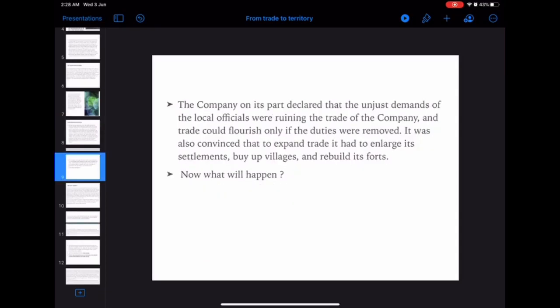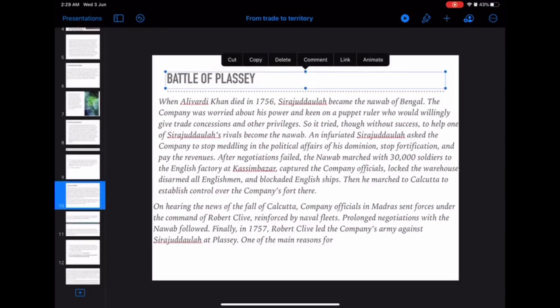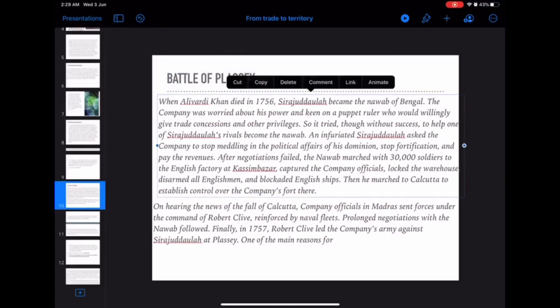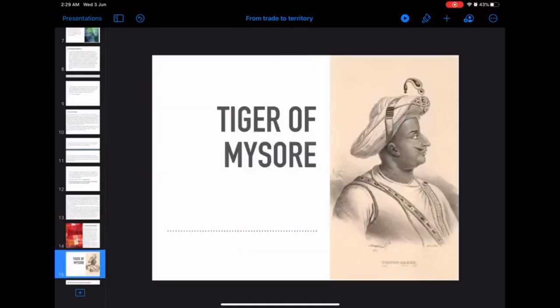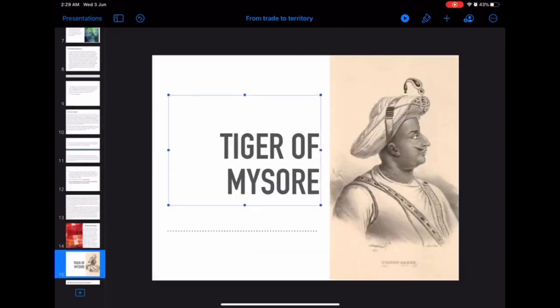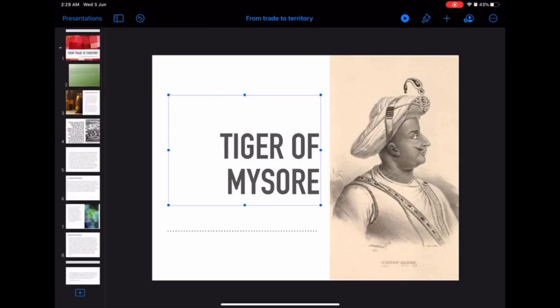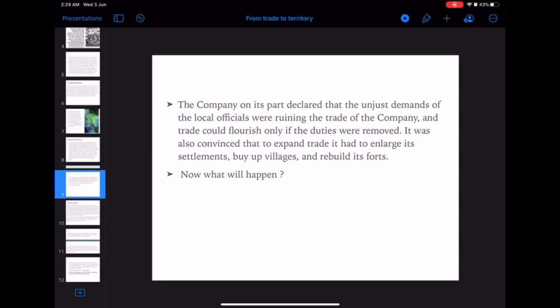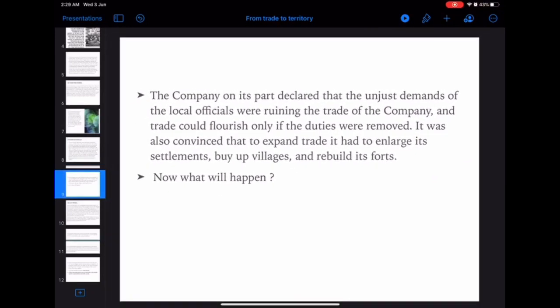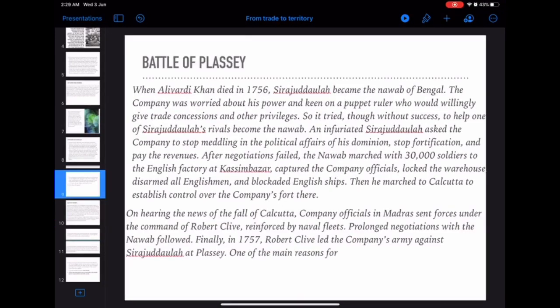Okay, I've not created one on this thing. I have one on the Battle of Plassey, I think so. I don't know where my links went, because I had created some links for you guys. I'll show you the one for the Battle of Plassey.